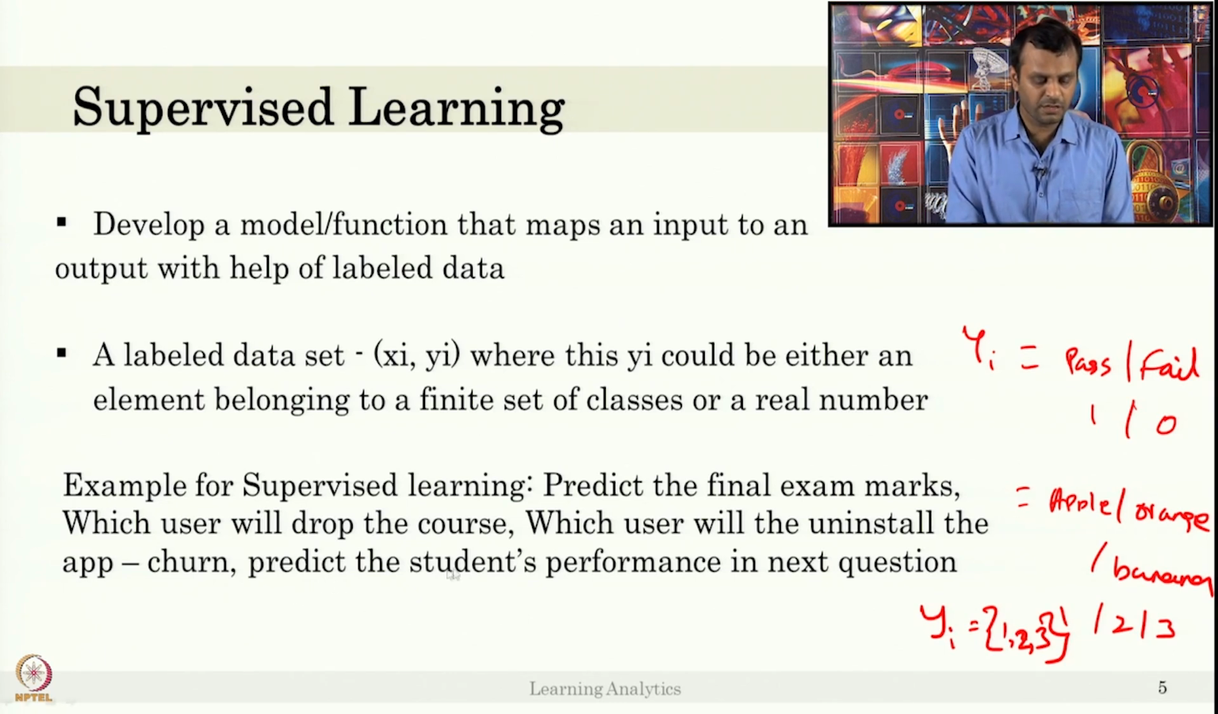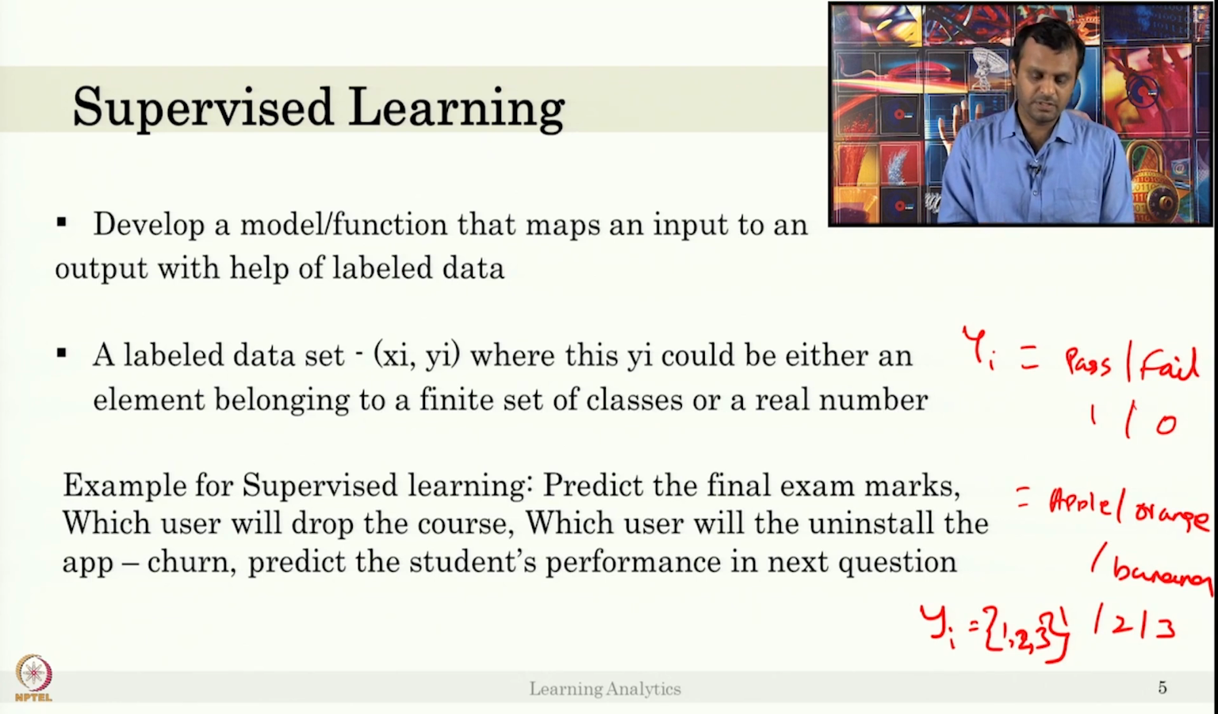And predicting the student's performance on the next question. That is a finer level of prediction, based on the student's interaction with the system for, say, the last 10 minutes or last couple of sessions. You want to predict whether the student will answer the next set of questions given to him or not. If the student is not going to answer, you might consider giving less difficult questions, providing hints, or asking them to read something that will help the student learn better. So these are examples of supervised learning.